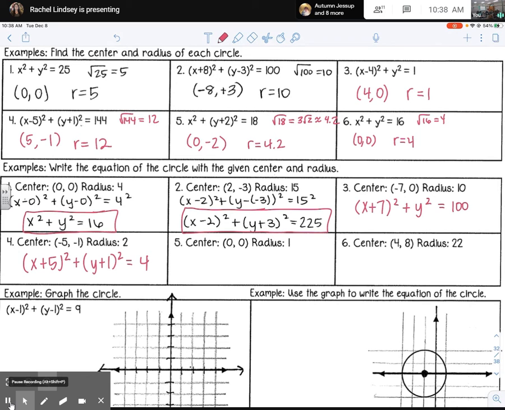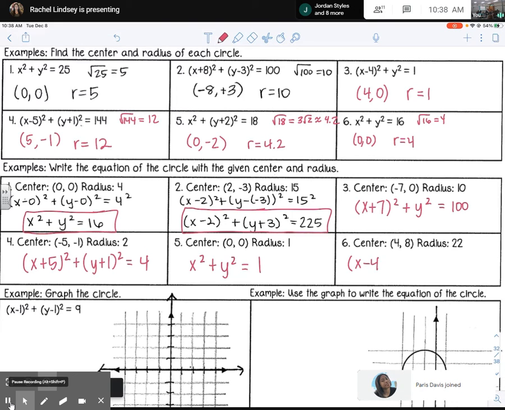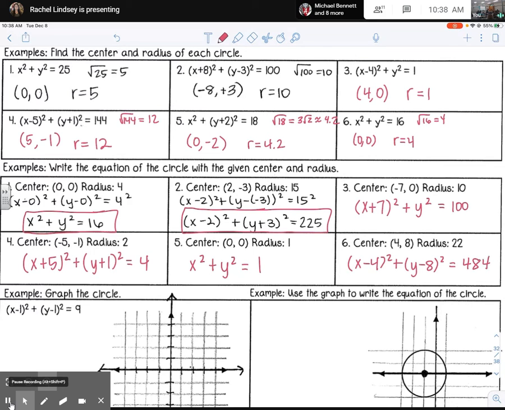Okay, next one, I'm just gonna have x squared plus y squared equals 1. And then the last one, (x minus 4) squared plus (y minus 8) squared equals 22 squared, which is 484.